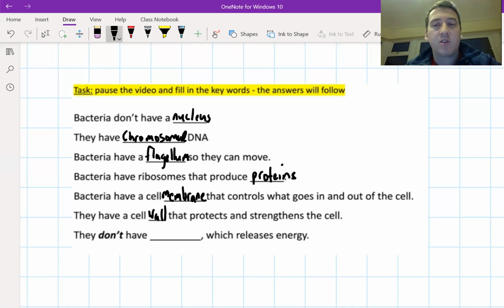They don't have something that releases energy. So think back to the plant and the animal cell and think of the part or the organelle in the plant and the animal cell that released energy. And I did not draw them in the bacteria cell. What would that be? You've got to think back, a little bit of recall or retrieval of old information, which is a really important skill. Okay, if you didn't know already, have a think back now. Okay, it would be this one, the mitochondria.